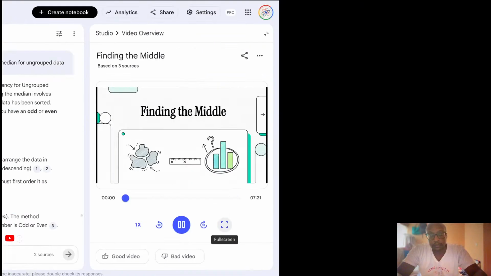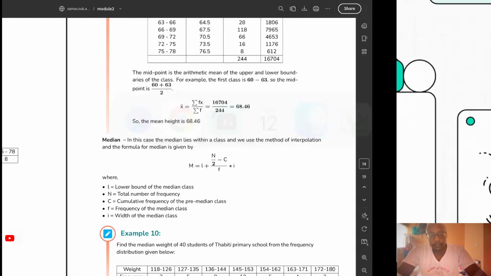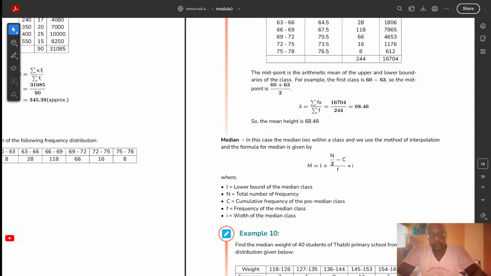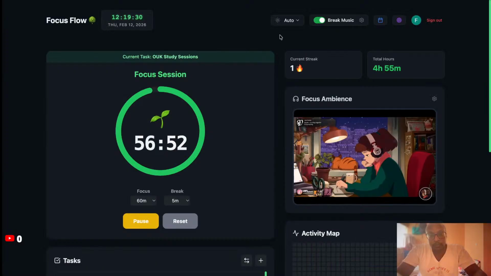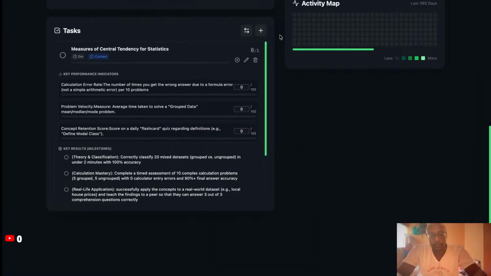Okay, so finding the middle of a list of numbers sounds pretty easy, right? But what happens when you don't actually have the list? What if all you've got are these groups or bins of data? Well, today we are tackling that exact problem: how to find the precise center when all the juicy details are hidden away.